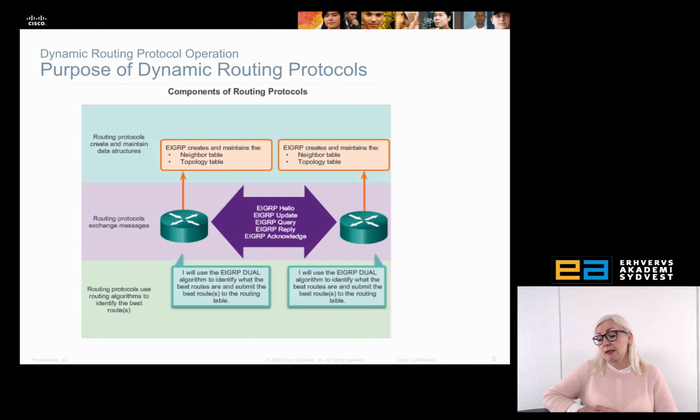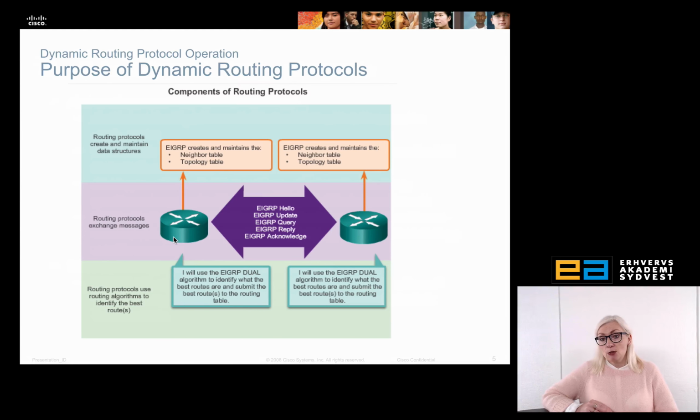So for instance, when we look at EIGRP, which is one type of routing protocol, in the data structures it has a neighbor table and a topology table, and it uses these two tables to build its routing table. Then they have their routing protocol messages, which in EIGRP are hello packets, update packets, queries, replies, and acknowledgments. Small packets that are sent back and forth between the different routers that use EIGRP.